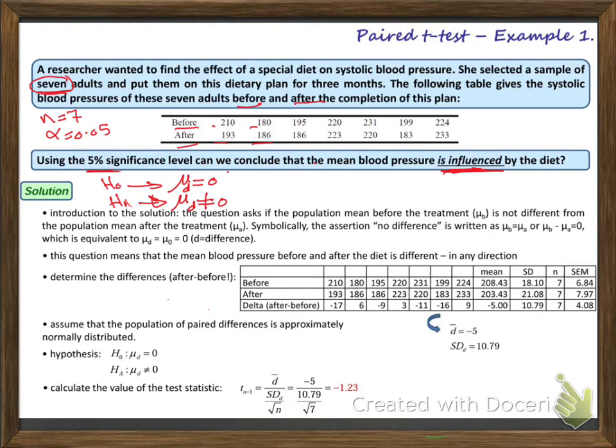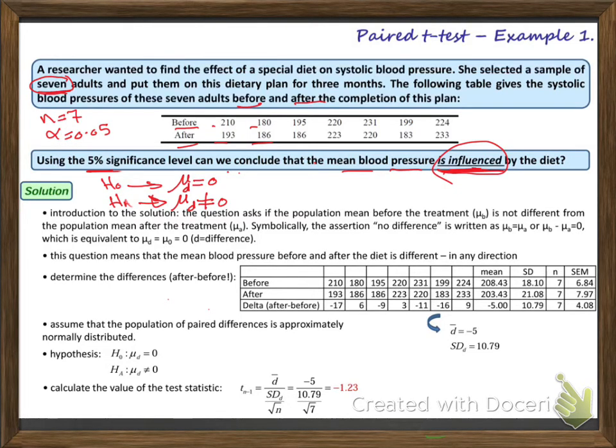So here the assumption is that we conclude that the mean blood pressure is influenced. Influenced means that it's impacted, it is changed. It changed means it is not equal to 0. So this will be the alternative proposed.